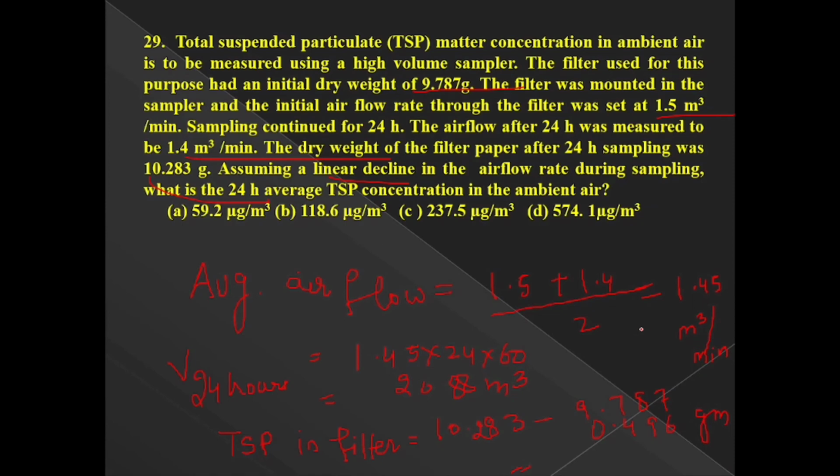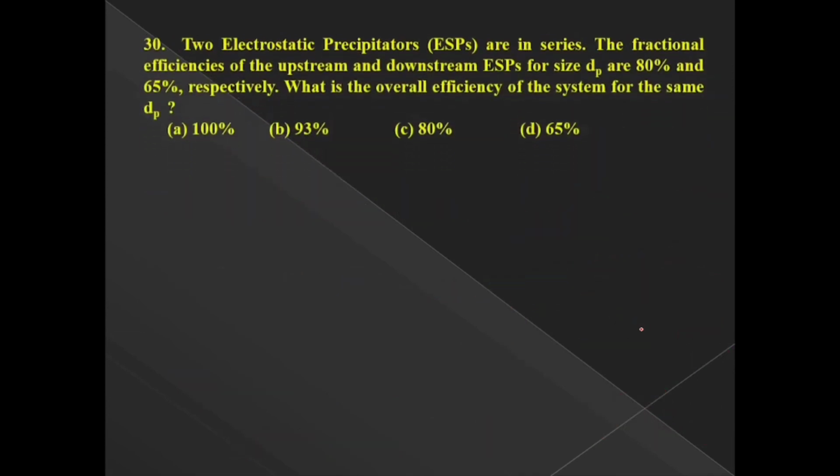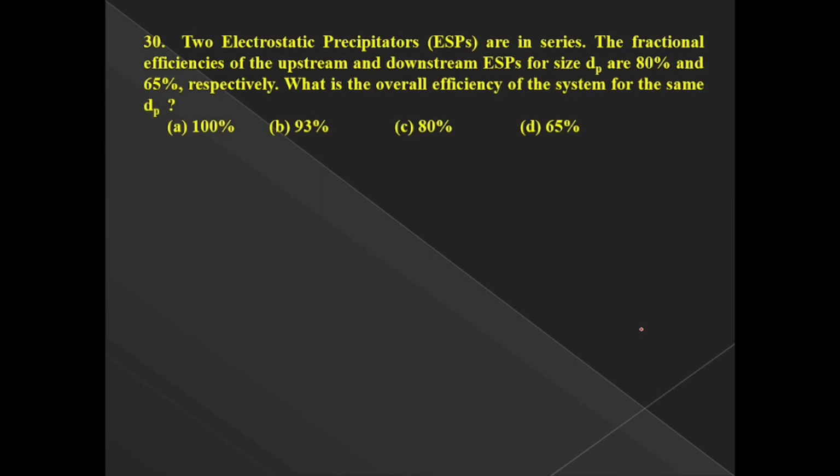Question number 30 we have to discuss. So our question number 30 is, two electrostatic precipitators are given in series. Series means, my dear students, one electrostatic precipitator is here, ESP1, and another ESP is here, ESP2. The efficiencies of the two precipitators are 80% and 65% respectively. This one has the efficiency of 80% and this one 65%.